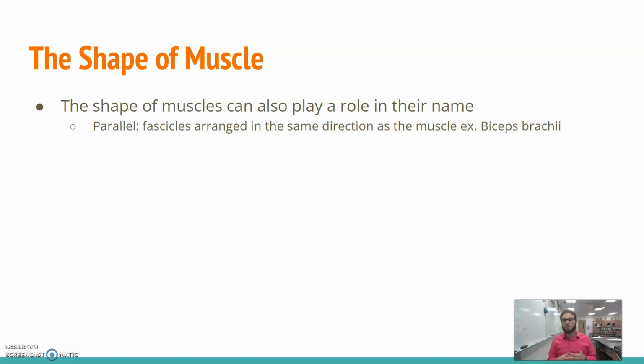So for example, your biceps brachii, not named exactly based on its shape, it kind of is, but the biceps part refers to the two heads of that muscle. And those two heads actually kind of relate to their shape. They are parallel to one another, and they run there. It's a very long, cylindrically shaped muscle.